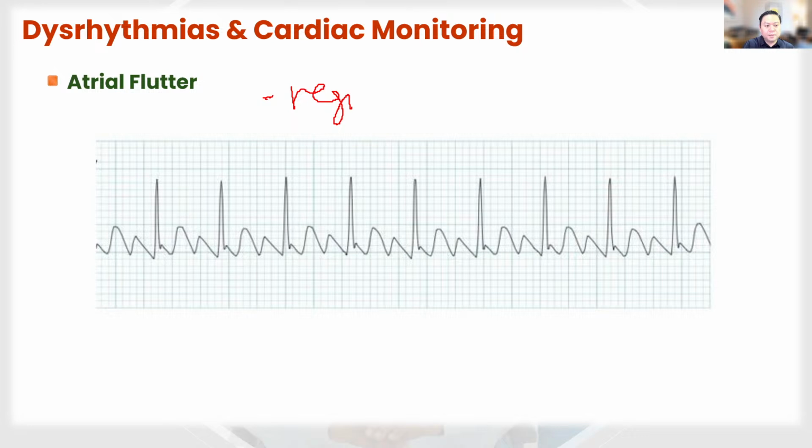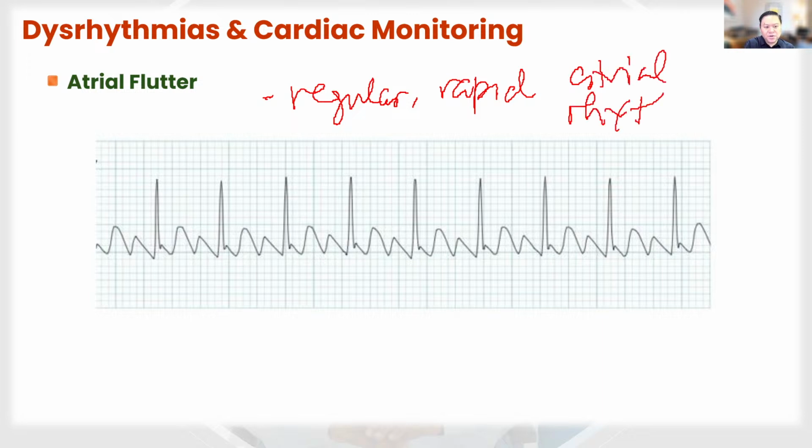Regular, but rapid atrial rhythm. And as you notice in the picture, you see that typical sawtooth appearance. And that is caused by, this is the P wave appearing, okay? So those are what we call the sawtooth appearance in this patient with a flutter or atrial flutter.